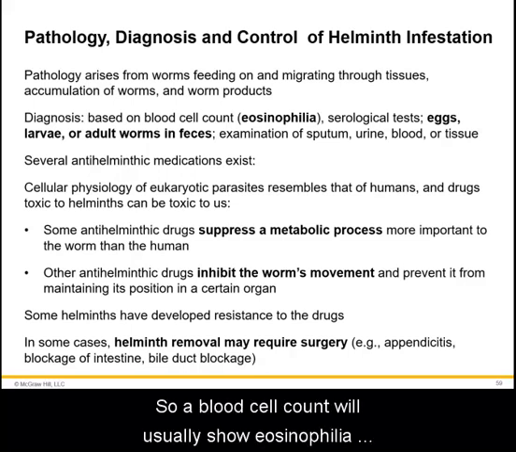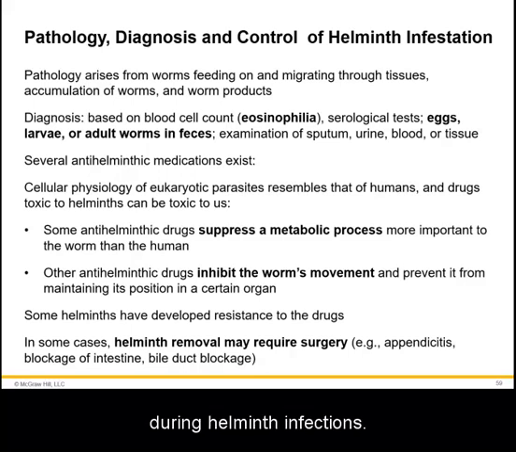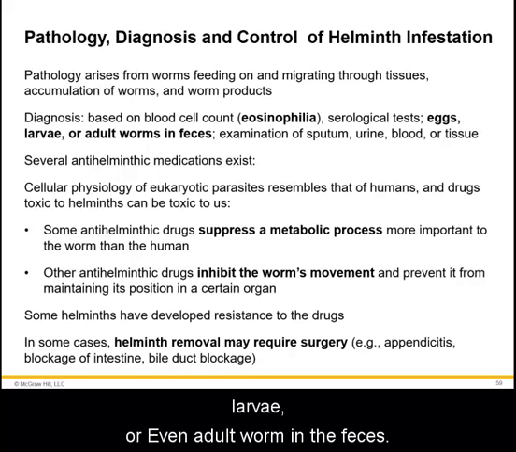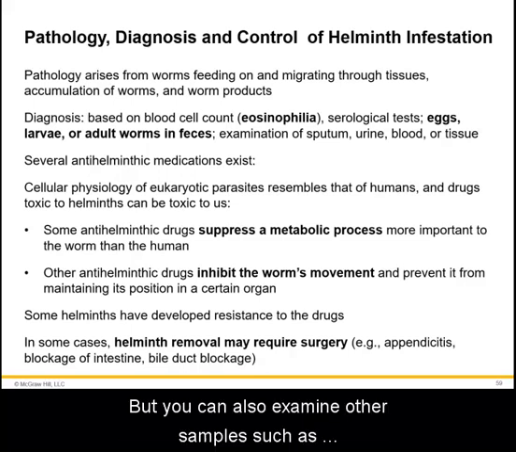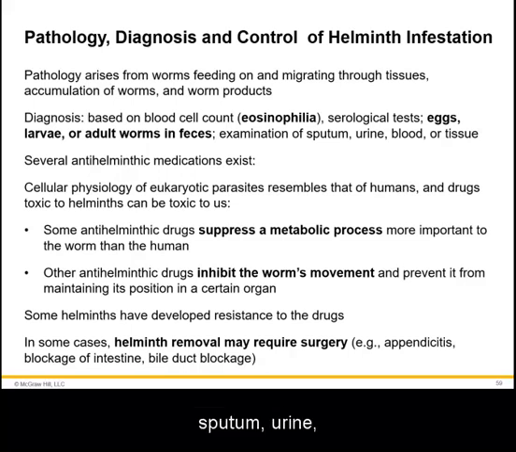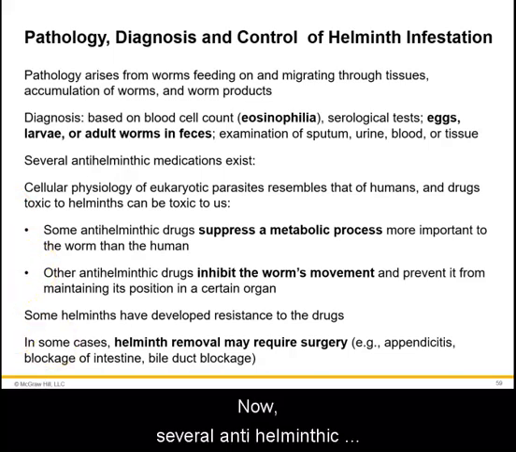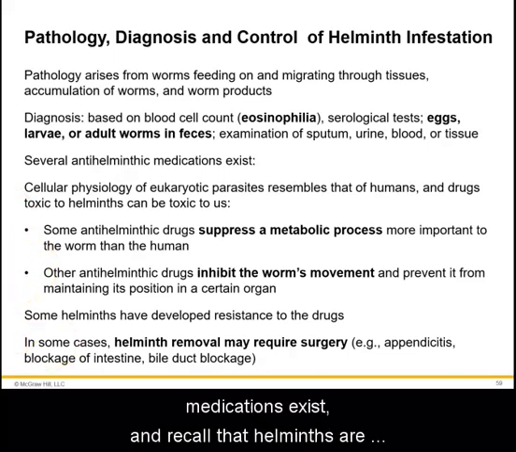So a blood cell count will usually show eosinophilia during helminth infections. Some serological tests are available. A big way to diagnose is to look for eggs, larvae, or even adult worms in the feces. But you can also examine other samples, such as sputum, urine, blood, or tissue. Now, several anti-helminthic medications exist.